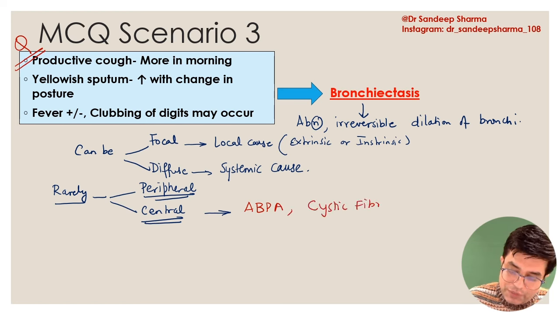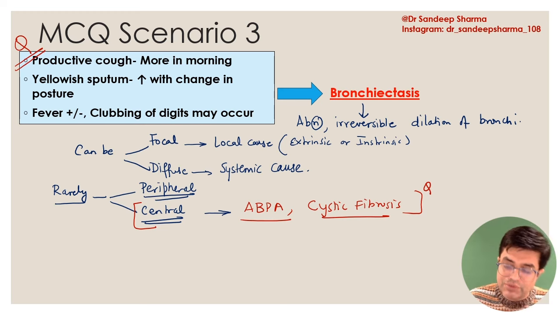ये एक obsolete classification है which has been discarded, but examiners are still fond of it, and if you see the question in 2019, there is a question on this. Central bronchiectasis किस में मिलता है, and ABPA was not in the option. Your answer was cystic fibrosis in those patients, right?